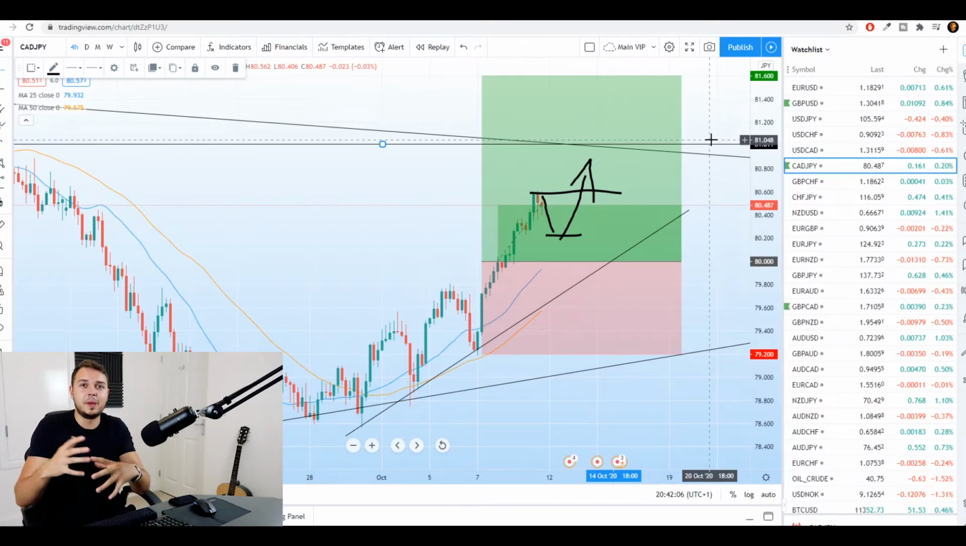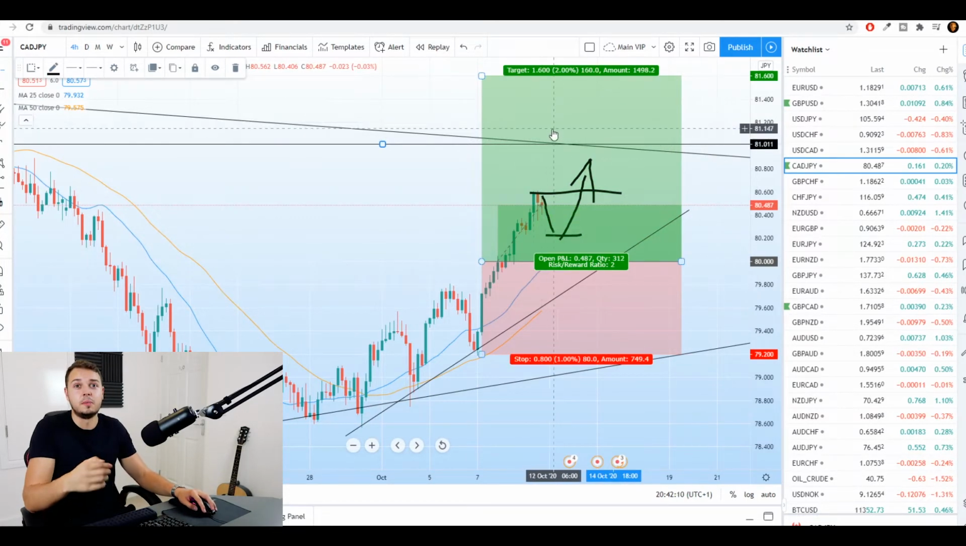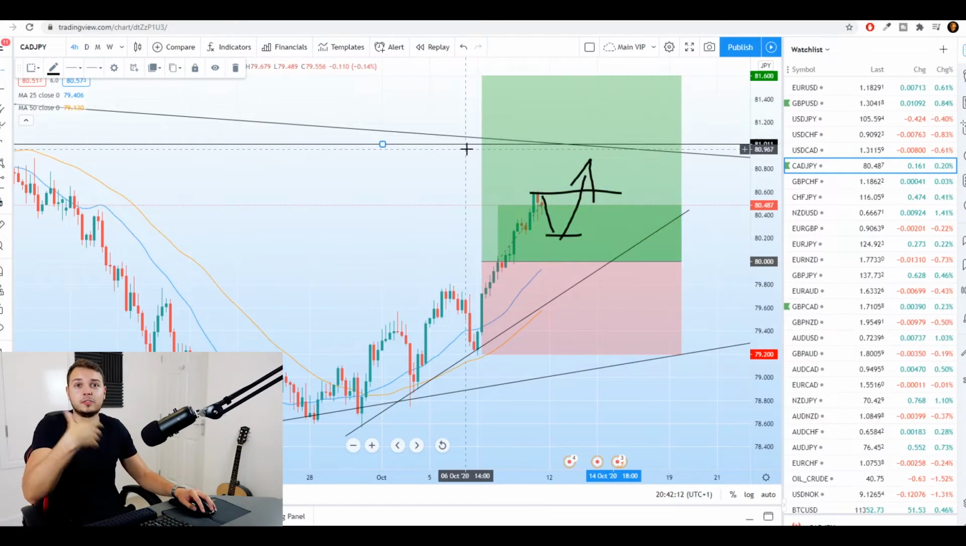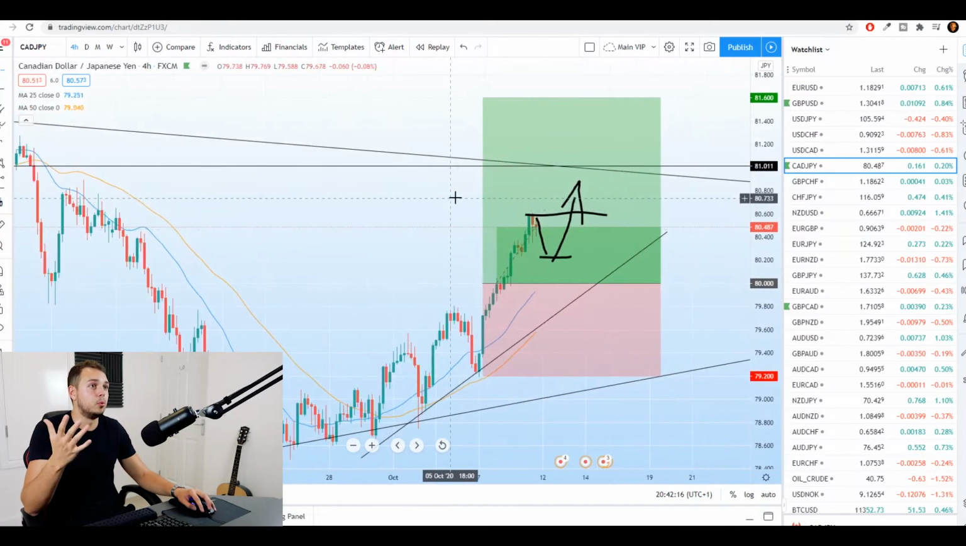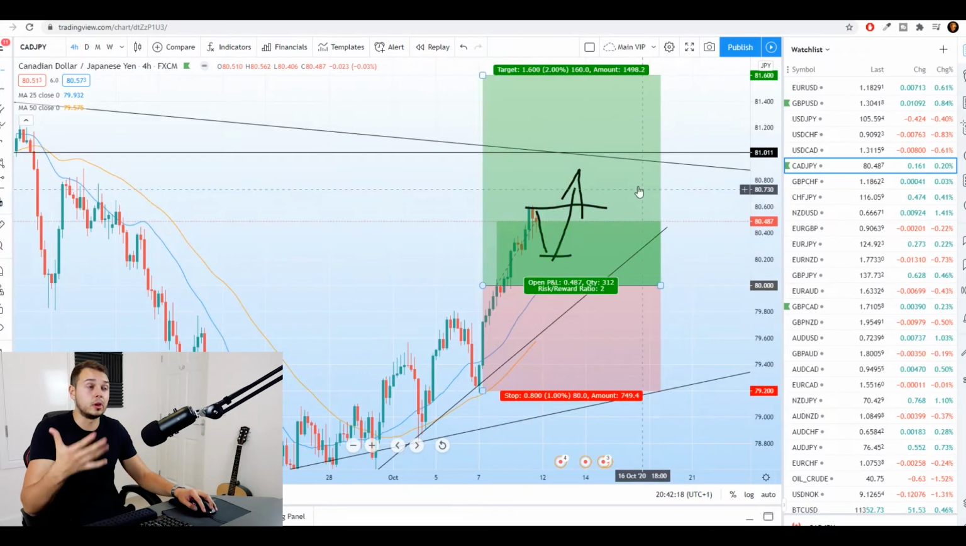These round numbers, basically banks use them. It's an easy number to remember. Basically they use them to turn around, start selling, start buying in these cases, and that's why it's very important to notice all psychological levels.